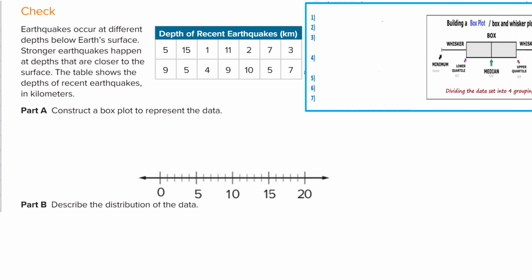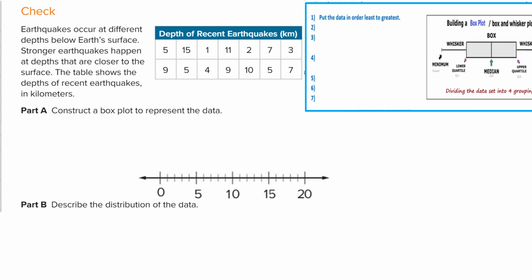So then we have this data set of 14 different pieces of information, and we always have to start in the same step. We're asked to construct a box plot. We're asked to describe the distribution of the data. We have to start with the same first step, which is put them in order from least to greatest.